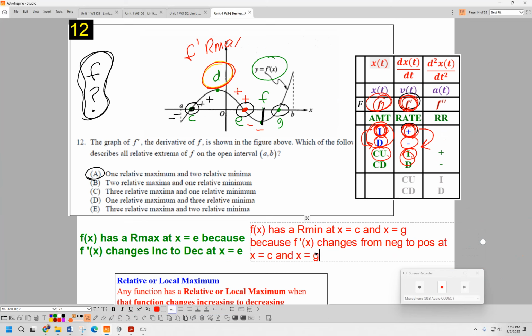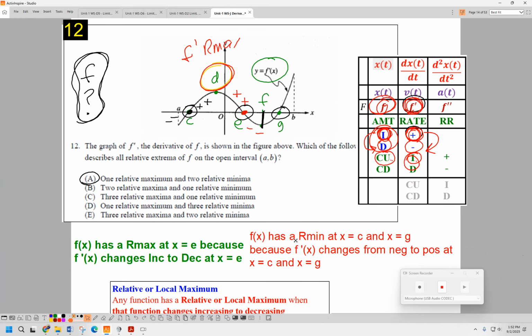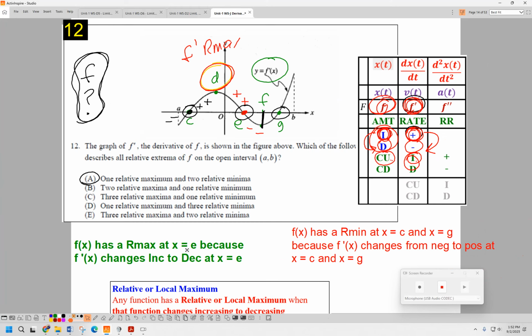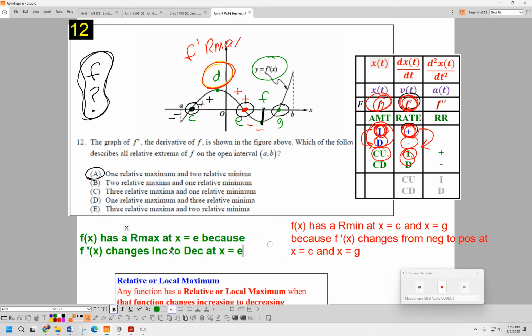Madeline, please. On the green thing you wrote, doesn't f prime not change increasing to decreasing? It changes negative to positive? Oh, thank you. I messed that up. Two more for Madeline. Thank you. It would be positive and negative.